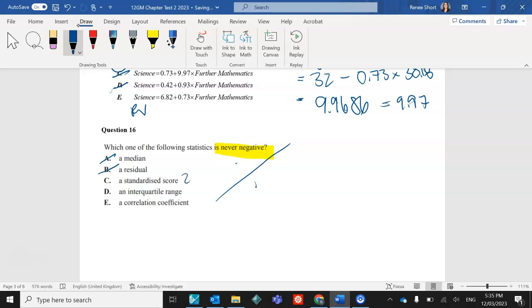The standardized score is talking about my Z score, and remember that I can have, if this is my mean, I can have +1, -1, -2, etc. So it's not C. A interquartile range, that's getting the difference between my 2 quartiles, can't be negative, so that is my answer. But if I check the last one, a correlation coefficient, that's my R value, and I know that R goes from -1 to +1, so the best answer there is D.